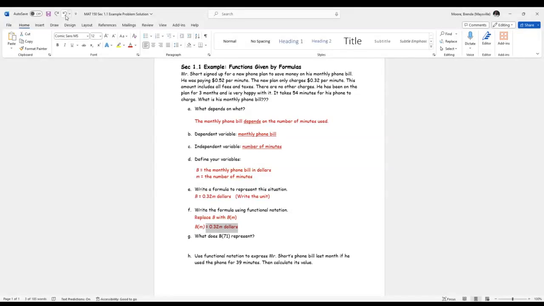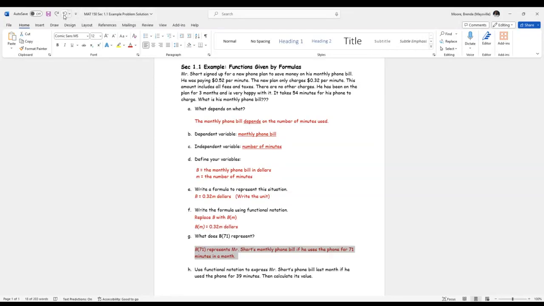Now I want to know, what does B of 71 represent? I start with the B, my dependent variable. So B represents the monthly phone bill. The number inside the parentheses represents 71 minutes. So put it together, I know that B of 71 represents Mr. Short's monthly phone bill if he uses the phone for 71 minutes in a month.